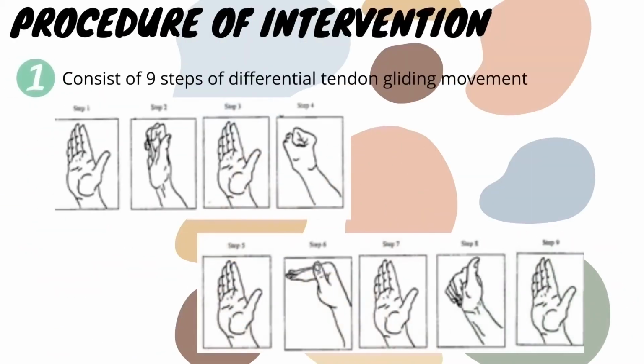Now, we move to the procedure of intervention. Firstly, it consists of 9 steps of differential tendon gliding movement, consisting of hand straight, hook fist, full fist, straight fist, and tabletop movement.